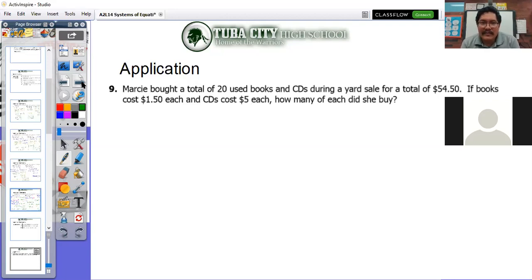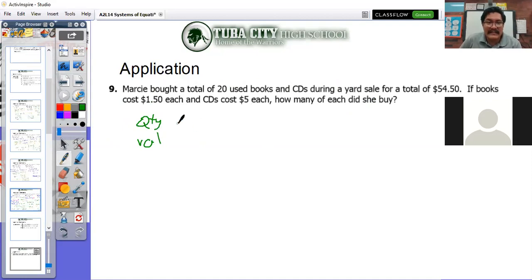Anyway, so if the books are $1.50 each and the CDs are $5 each, how many of each item did she buy? All right, so seems not so bad. So she bought a total of 20 books and CDs. To set this up, we're going to have two parts, and that is the quantity and the value. Now, you could probably figure this out without this, but I'm going to give you this to make it a little bit easier.